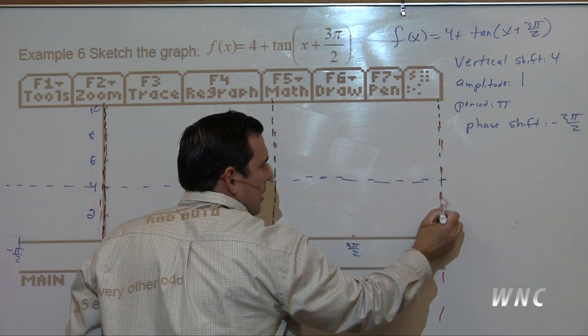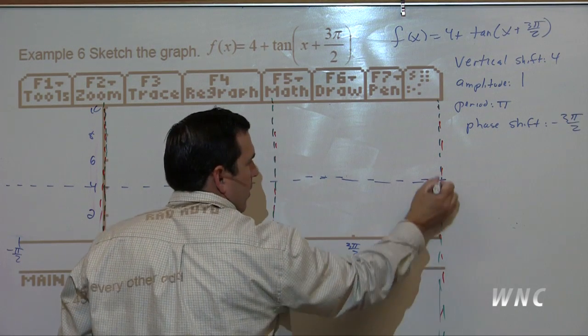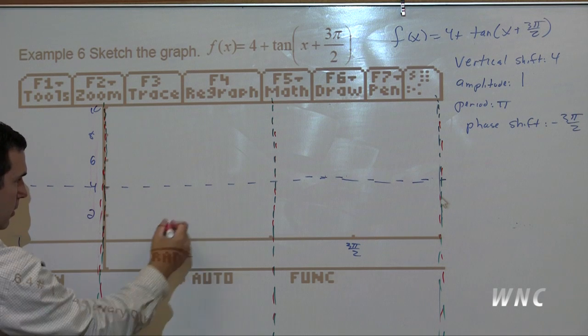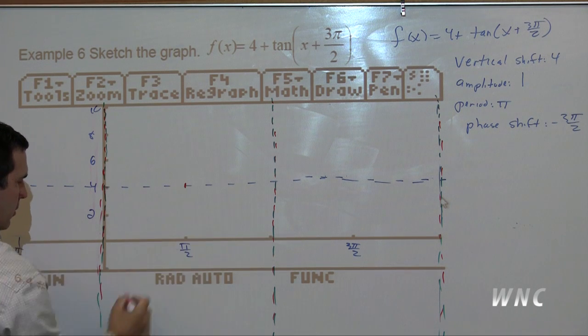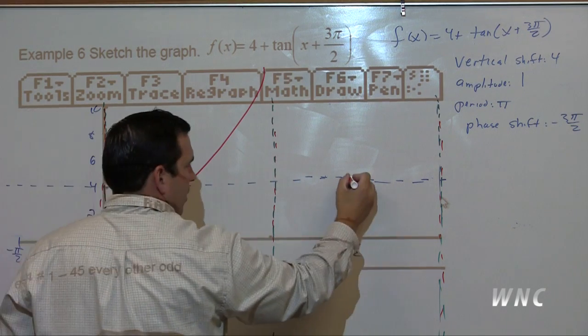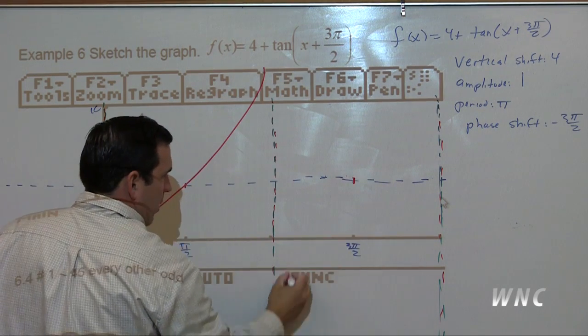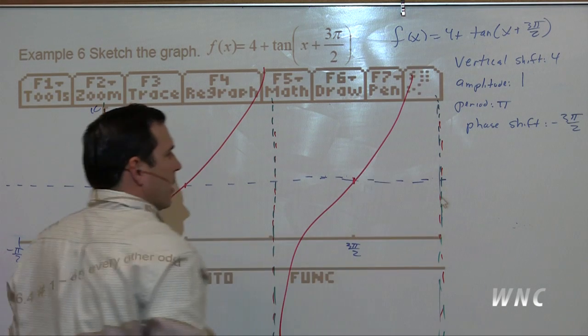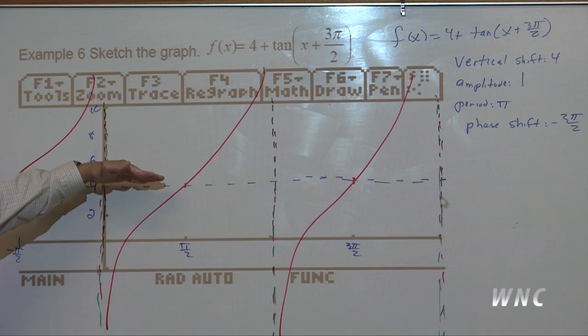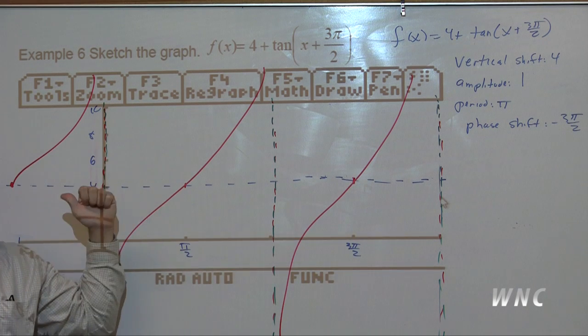Beyond that, it's still just a tangent graph. So it's going to cross right about there. It's going to come up, cross, and go up. Go up, cross, and there. And at this point, it's going to go up. And there's our tangent graph. So we shifted vertically by 4. We shifted to the left by 3 pi over 2.